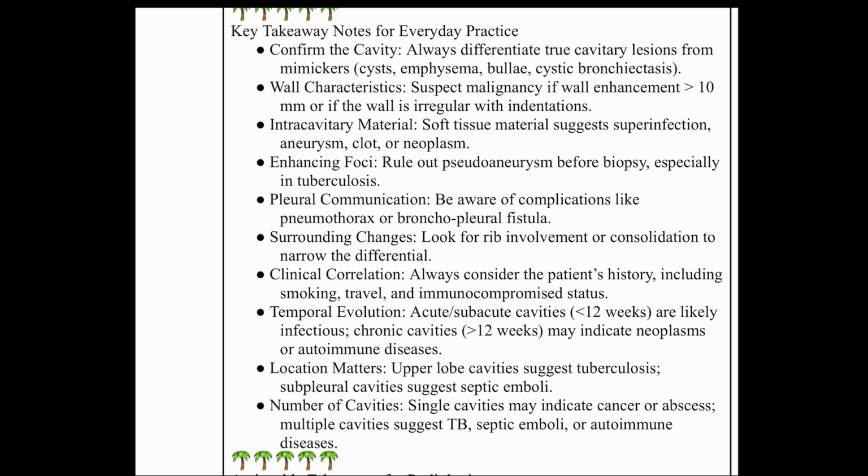Some key takeaway notes for everyday practice. First, confirm the cavity. Always differentiate true cavitary lesions from mimickers. Then assess wall characteristics. Suspect malignancy if wall enhancement is more than 10 mm, or if the wall is irregular with indentations. Then look for any intracavitary material, soft tissue material suggesting superinfection, aneurysm, clot, or neoplasm.